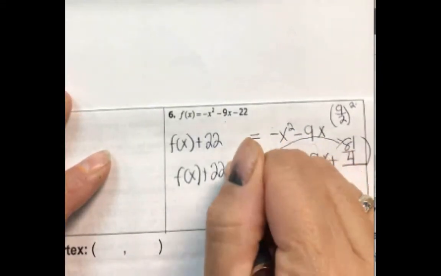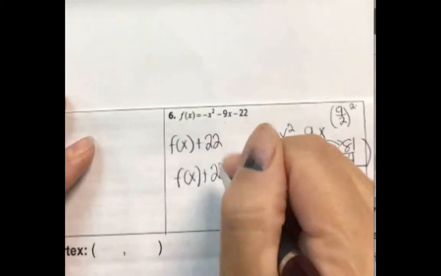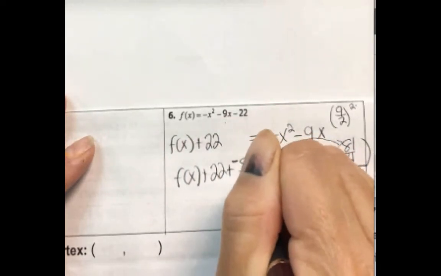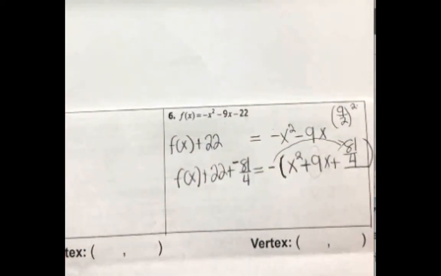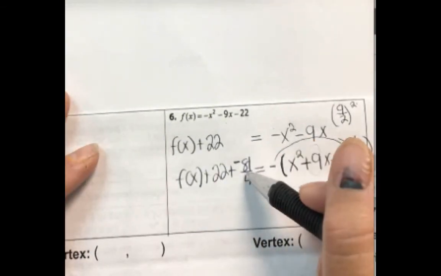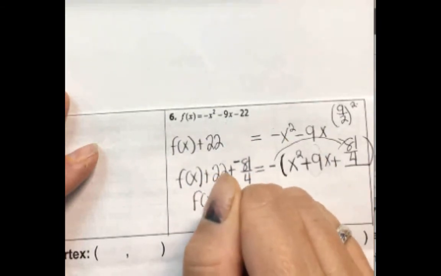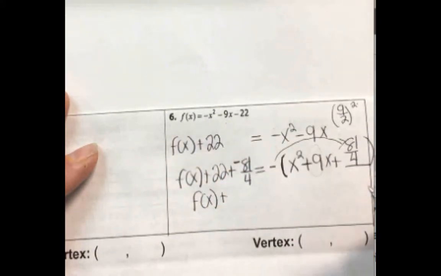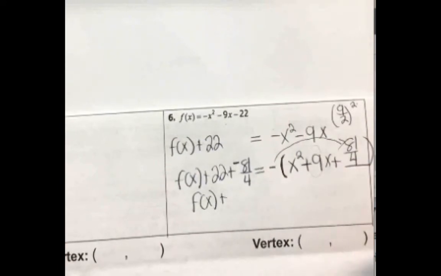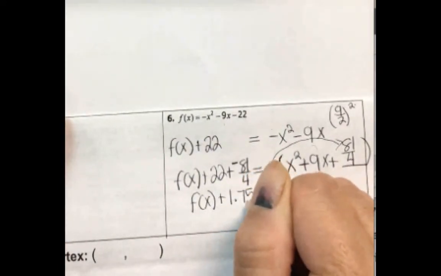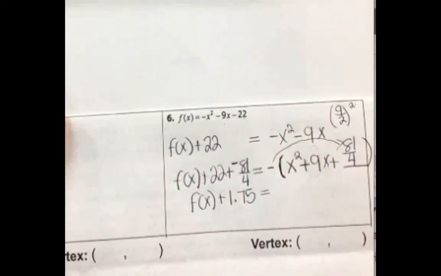So on the other side, to balance it out, I'm going to subtract, or add a negative 81/4, which, by the way, is 20.25, I believe. So that would be like subtracting 20.25 from 22, and that's going to leave you over here with f of x plus, so 22 minus 20.25 would leave me with 1.75. If you want to use decimals, again, that's completely fine.